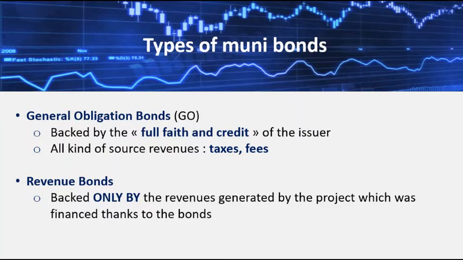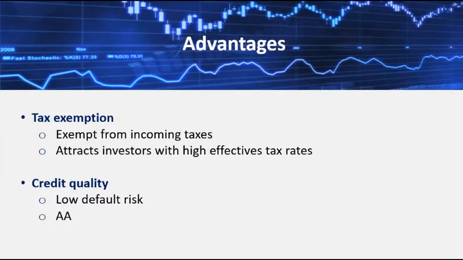Contrary to general obligation bonds, revenue bonds are backed by the revenue generated by a specific project being financed by the bond issuer. Muni bonds have a lot of advantages which distinguish them from other fixed income asset classes. The first one is the tax exemption. Most municipal coupon payments are exempt from income taxes, which can be very interesting for investors with high effective tax rates. The second one is the credit quality.